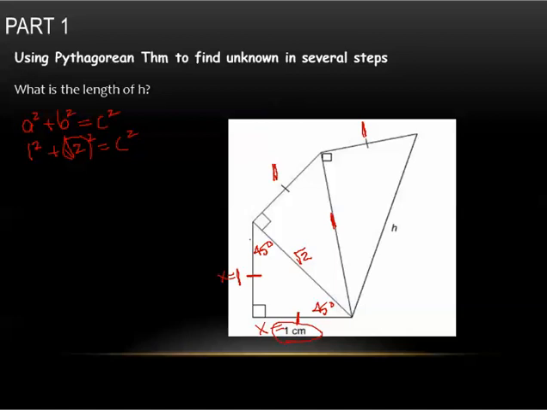Yeah, okay. I'm going to call this guy right here, I'm going to call him C. Okay, root 2 times root 2 is just going to give me 2. 2 plus 1 is going to give me 3. When I get the square root of both sides, I'm going to have root 3 equals C. So I know this right here is root 3.